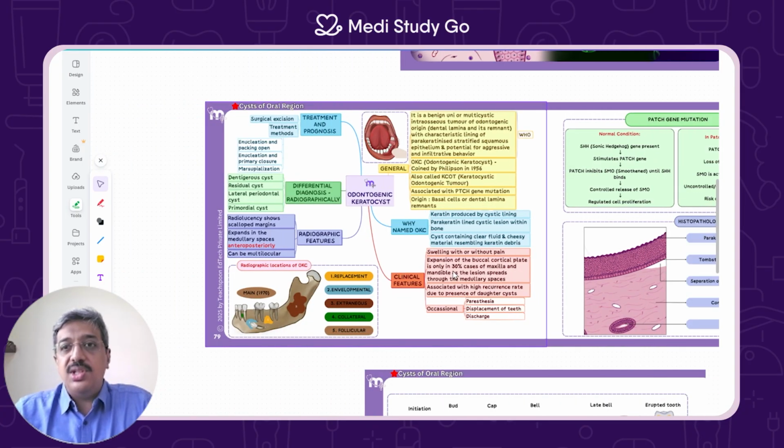Today we are going to look at odontogenic keratocyst. This is one of the most recurrent odontogenic cysts, and we need to understand the various philosophies involved in this so that you can understand why it behaves like that.